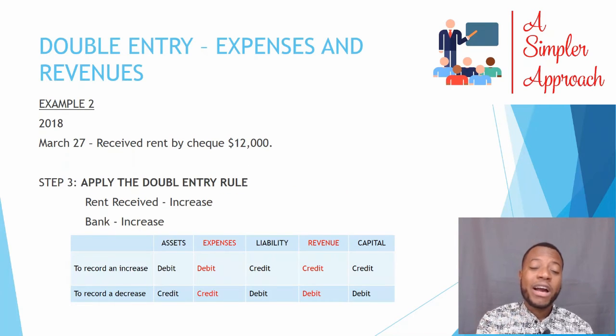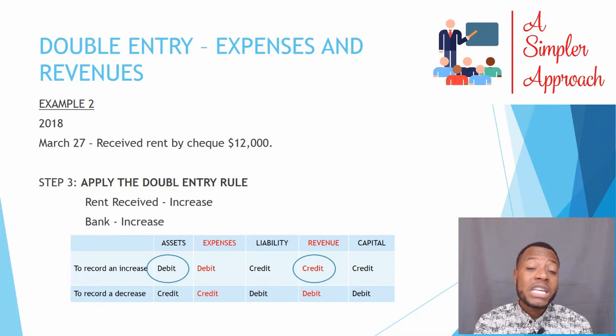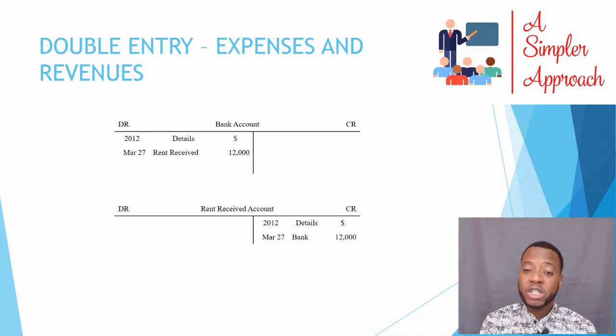Now when we apply our double entry rule, the process is basically simple because rent received is revenue which has increased, and when revenue increases, we do what? We credit. Okay, bank is an asset. When an asset increases, we do what? We debit. Okay, now when we open our T accounts to put the information in, this is what it will look like: the bank account and the rent received account.